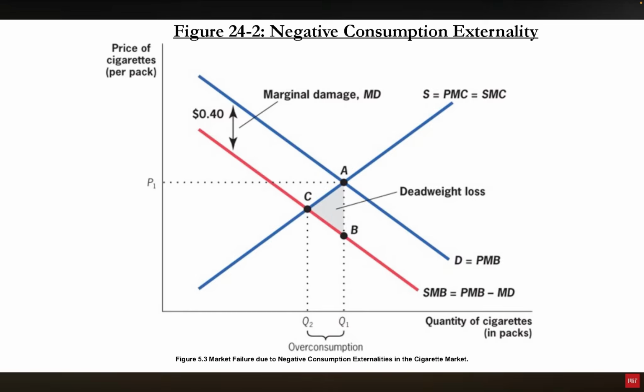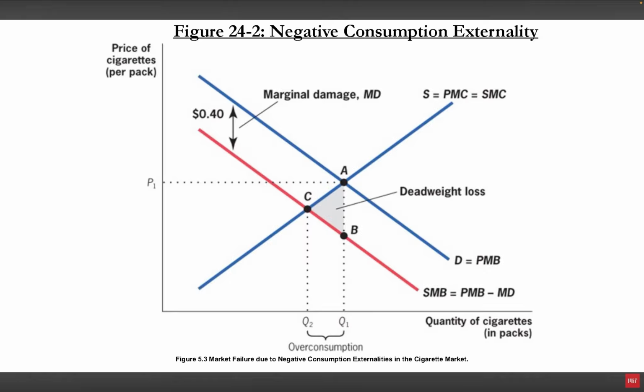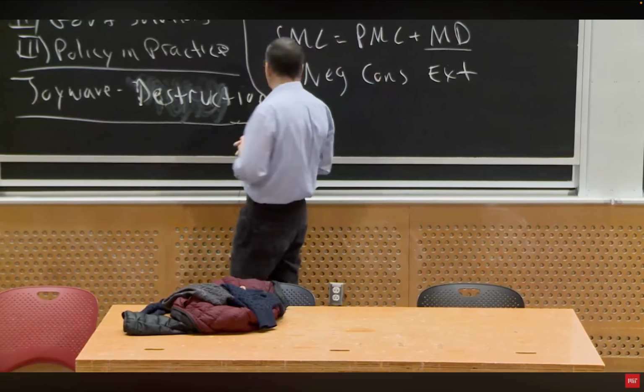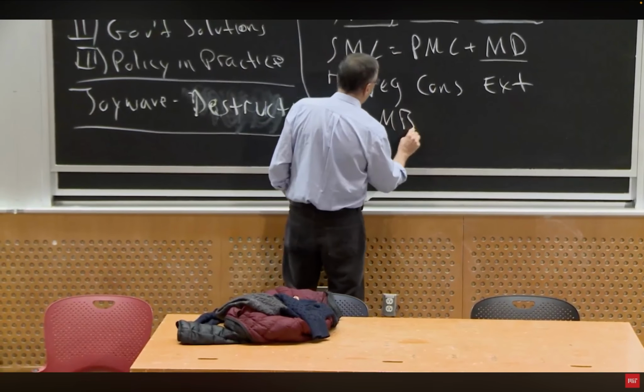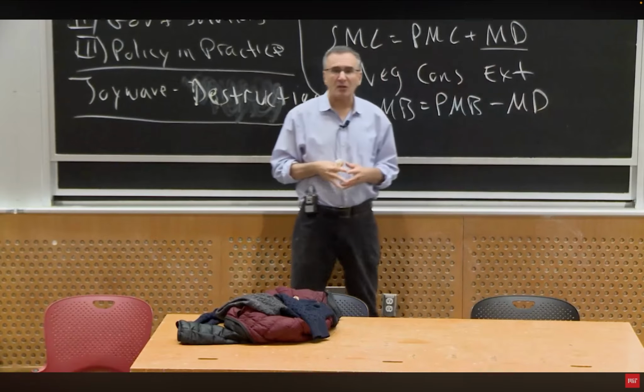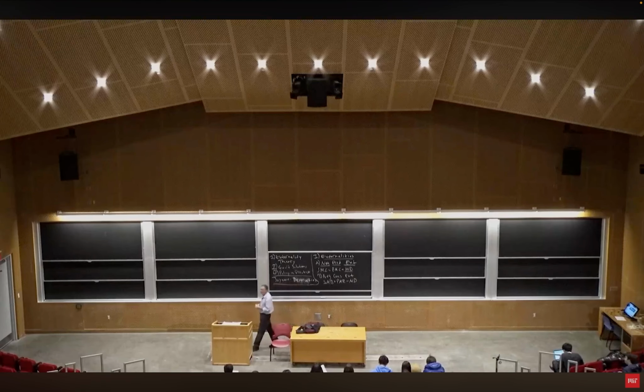The cost of producing cigarettes, we're assuming no production externality here, so the supply curve is both the private marginal cost and the social marginal cost. There's no production externality. But I choose to smoke at point A, or the market chooses smoking at point A, which is where the private marginal cost equals the private marginal benefit. However, the social marginal benefit is lower than the private marginal benefit. The social marginal benefit is equal to the private marginal benefit minus the marginal damage, which once again I assume is constant, done by my smoking.